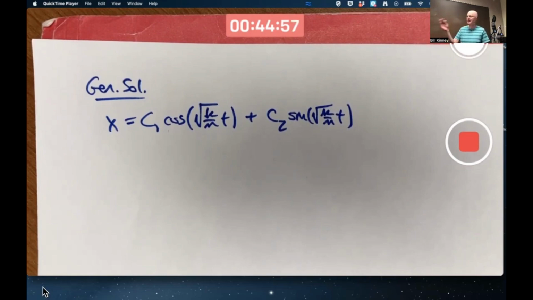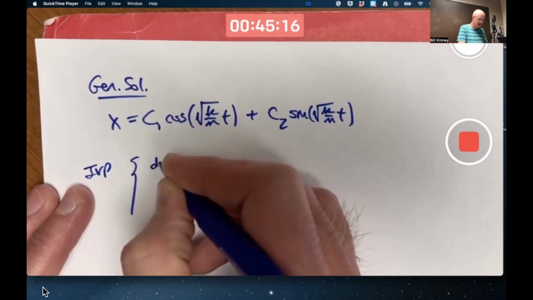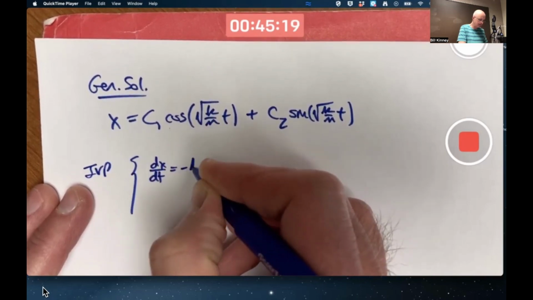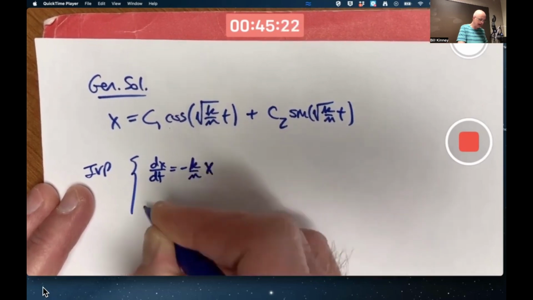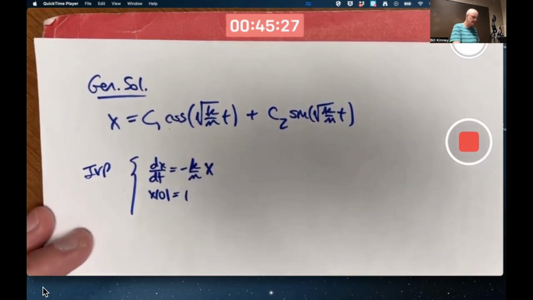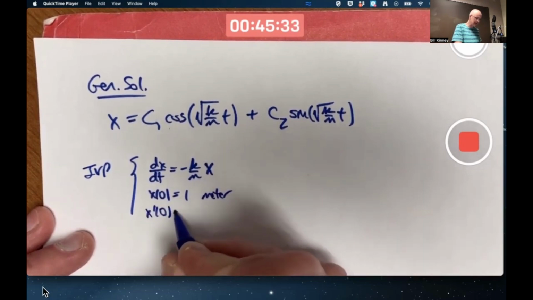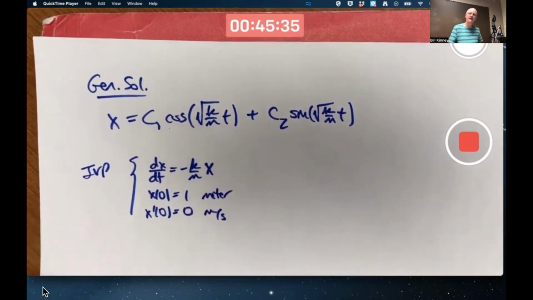Makes intuitive sense that we're oscillating back and forth, the mass on the spring, with constant amplitude if there's no friction, if there truly is no friction. But what if we have an initial value problem? And a typical kind of initial value problem might have x of 0 being some positive number like 1, just to pick something particular. This would be 1 meter. And initial velocity equal to 0 meters per second, say.